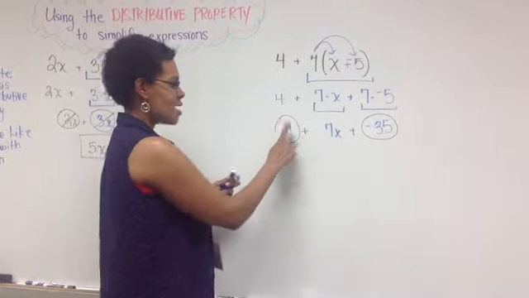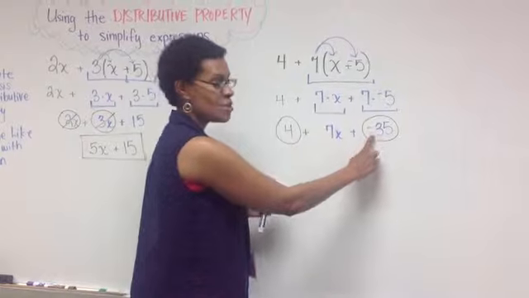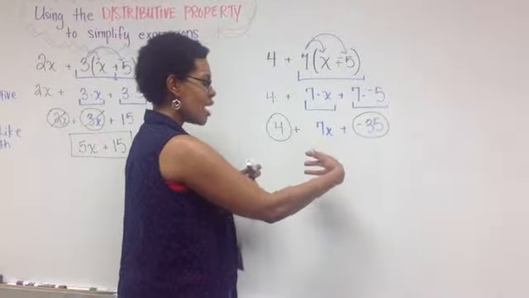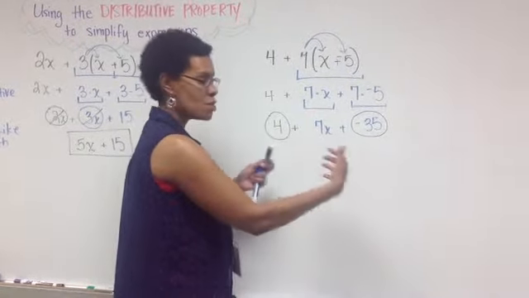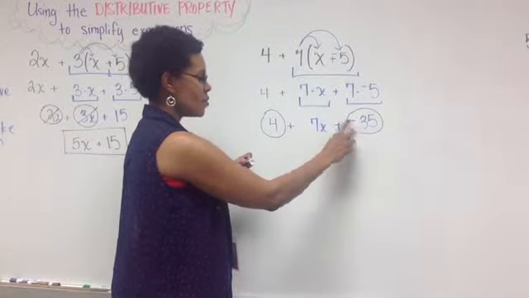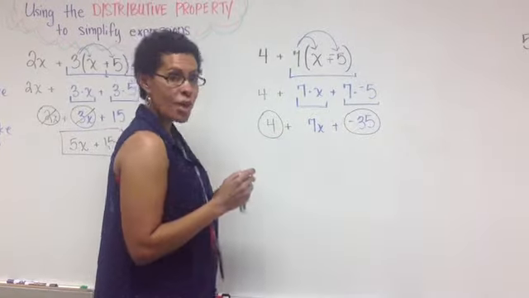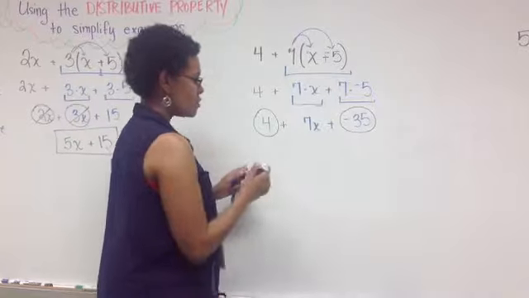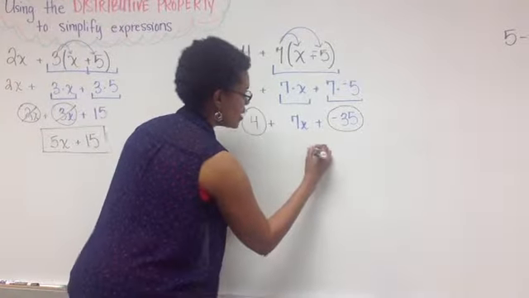Remember, when we take a positive number and we add it to a negative number, even though we're adding, we're going to have to find the difference between the two. The difference between 35 and 4 is 31, and since this has a larger absolute value, it's going to be negative 31.